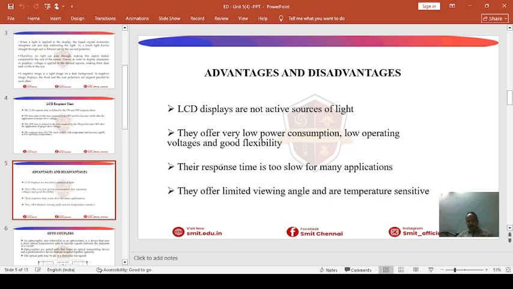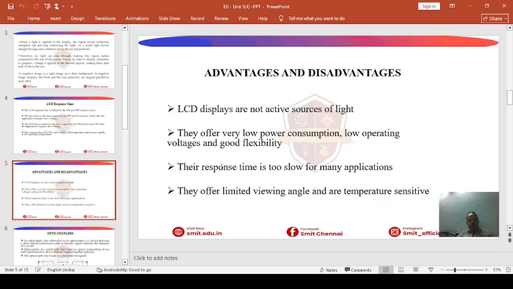The slower response compared to LEDs or OLEDs, a limiting view angle. The temperature sensitive nature is another drawback of LCDs. Lower contrast than modern OLED displays. These are the prime drawbacks of LCDs.